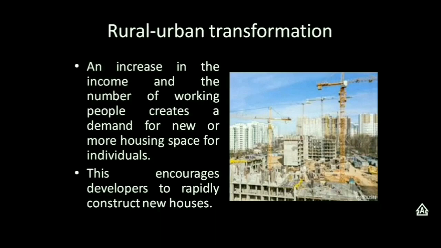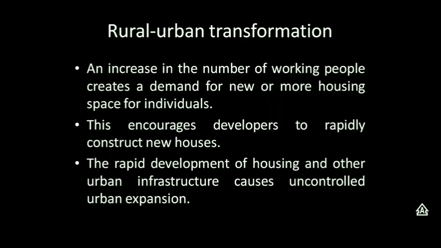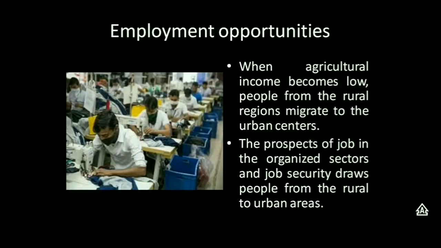An increase in the income and the number of working people creates a demand for new or more housing space for individuals. This encourages developers to rapidly construct new houses, and this is how there's a transformation from rural to urban. The rapid development of housing and other urban industries causes uncontrolled urban expansion.